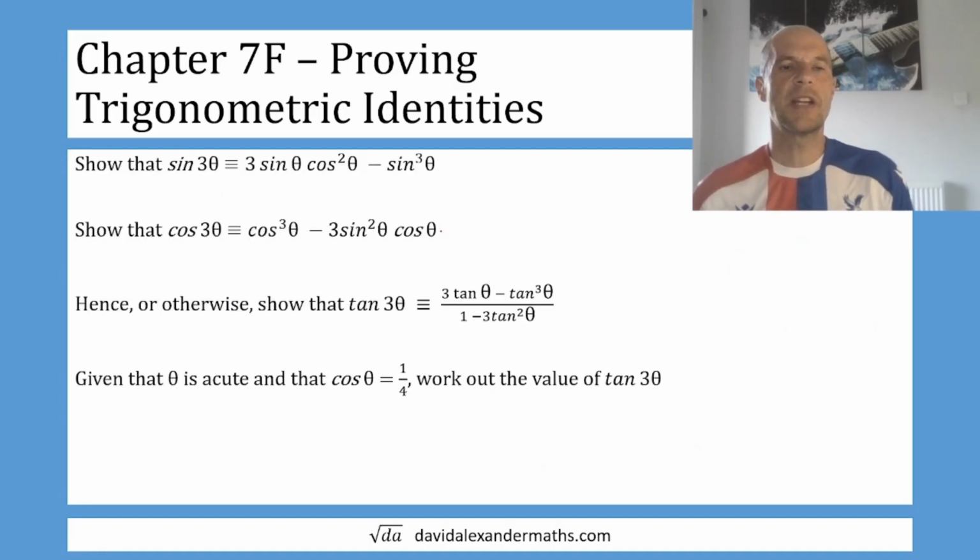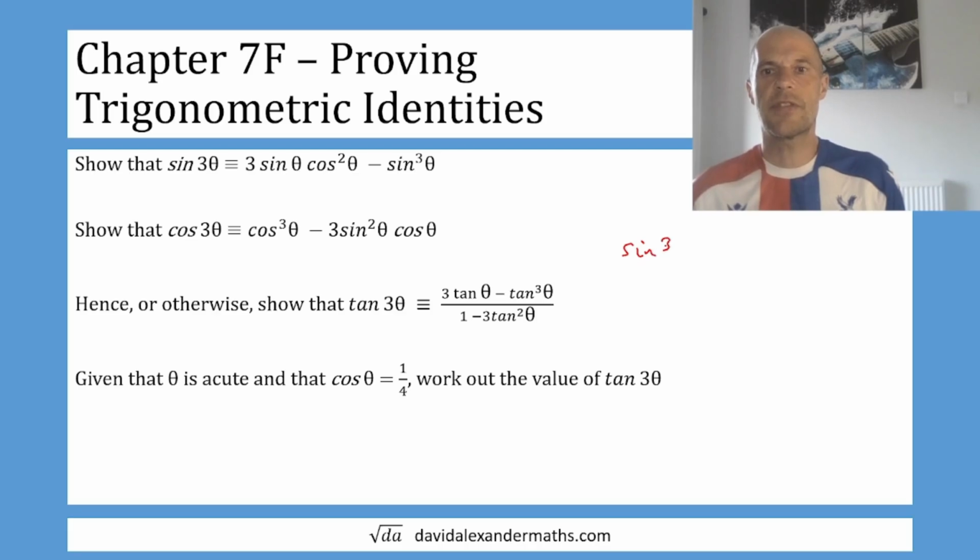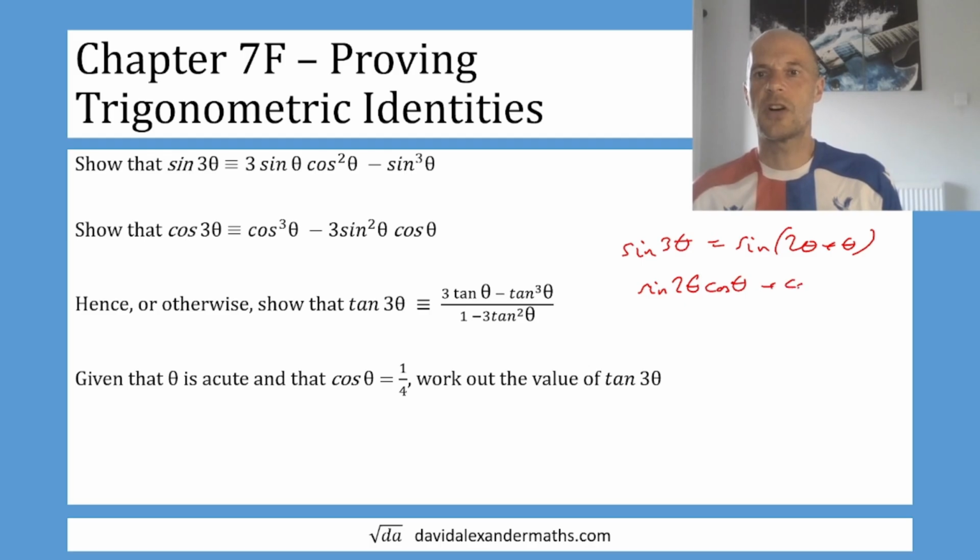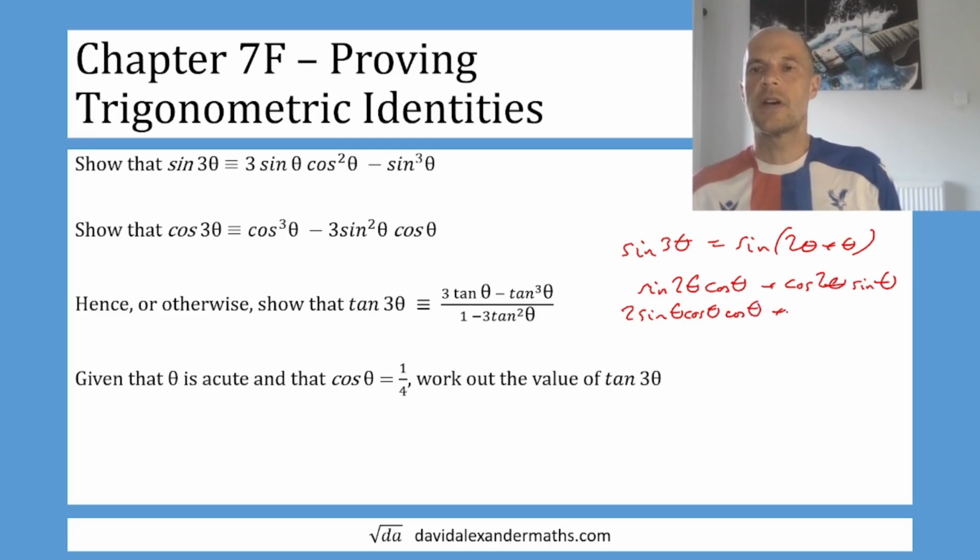Okay, so for the first part here, we need to show that sine 3 theta is 3 sine theta cos squared theta minus sine cubed theta. So I'm going to say that the sine of 3 theta can be written as the sine of 2 theta plus theta. If I expand that, that's going to be sine 2 theta cos theta plus cos 2 theta sine theta. Now the sine of 2 theta is 2 sine theta cos theta times the other cos theta. Now the cos of 2 theta, I can write as cos squared minus sine squared.